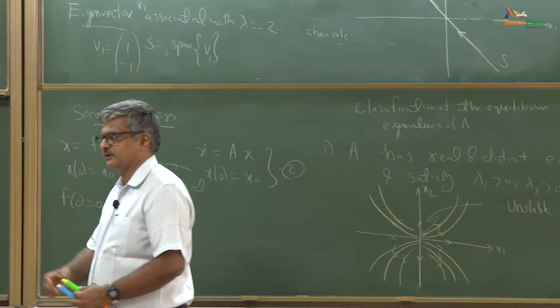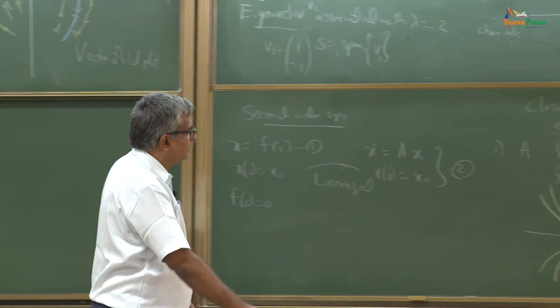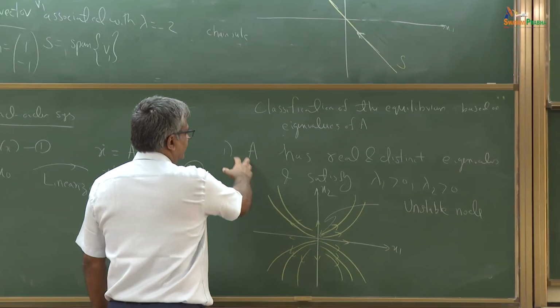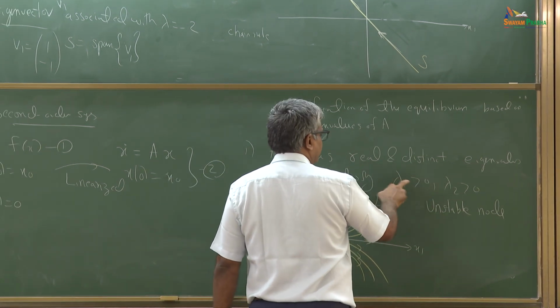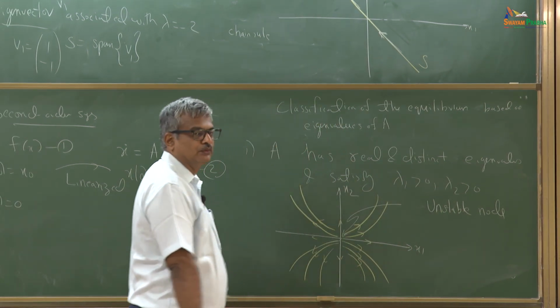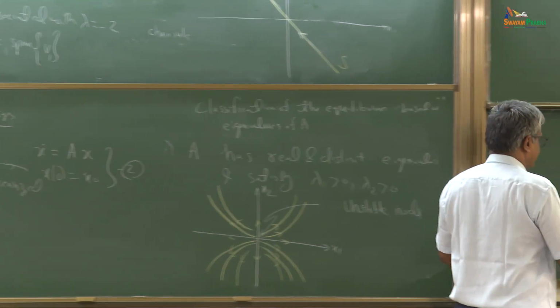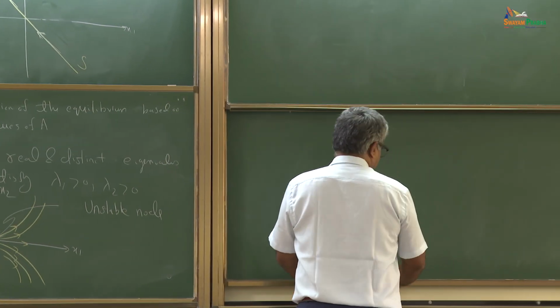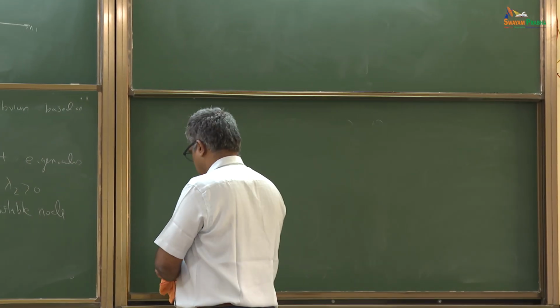Okay, that's the classification. The subcase of this would be when the eigenvalues are real, distinct, and both are negative. The phase portrait will be just the opposite. I mean, the orientation will be just the opposite, right?